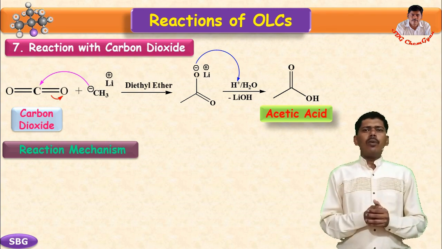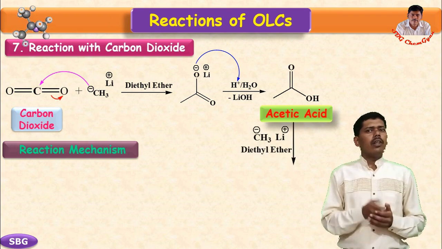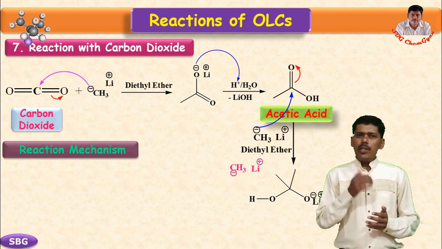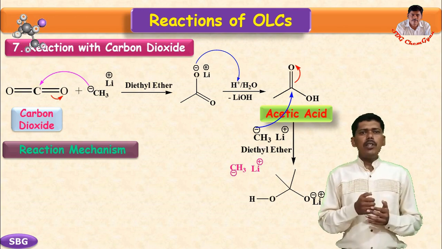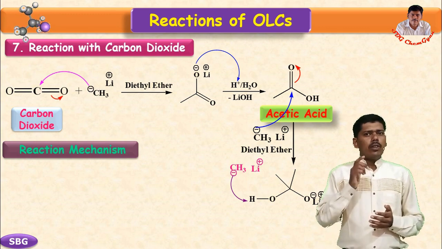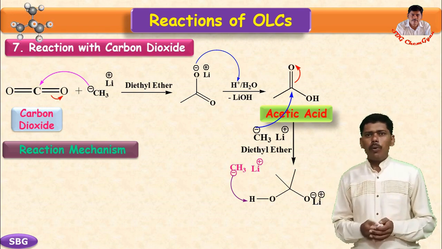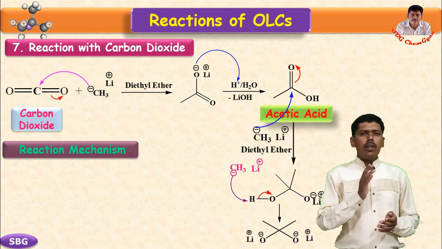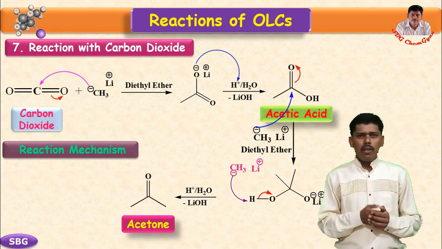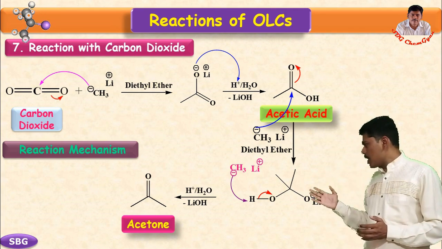Here, when another molecule of methyl lithium is added, the nucleophilic carbon of methyl lithium adds on the electrophilic carbon of acetic acid, forming a tetrahedral intermediate. With this tetrahedral intermediate ion, another methyl lithium molecule reacts as a base and abstracts a proton from the hydroxyl group and forms a dianion compound with lithium ion. This dianion on hydrolysis with dilute mineral acid first forms a gem-diol, which further converts into acetone, which we can see here.